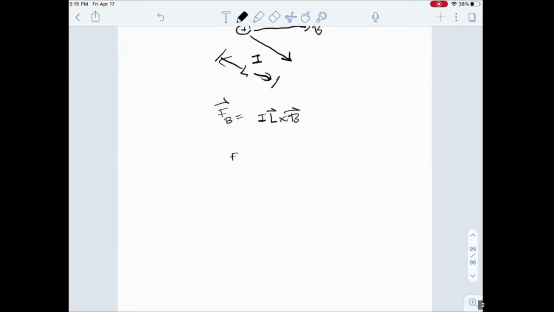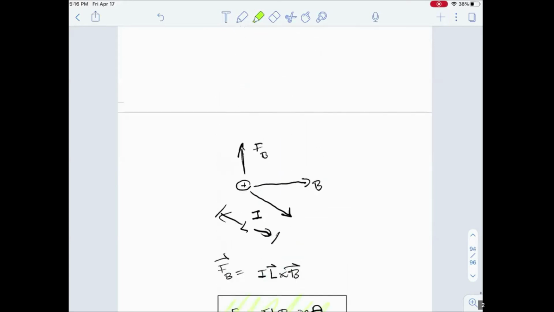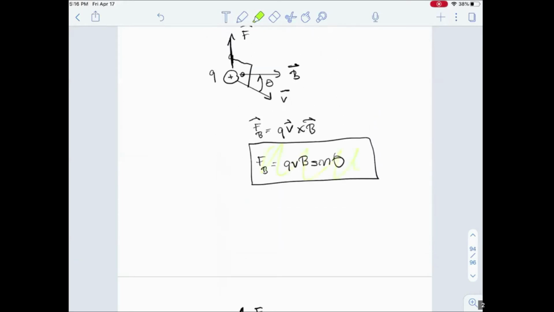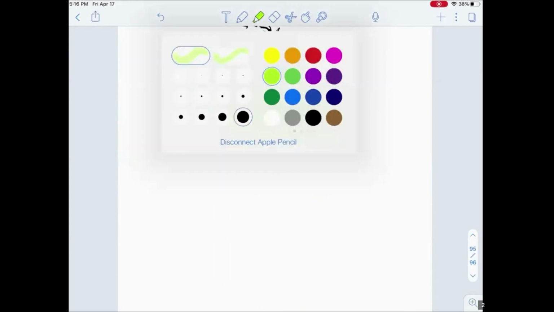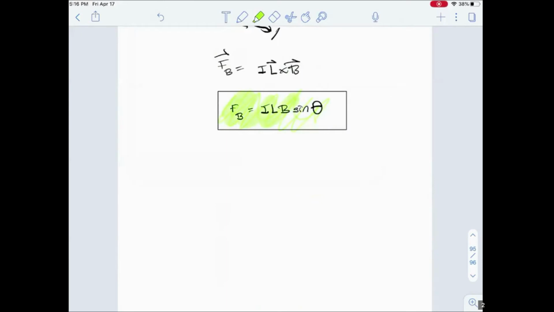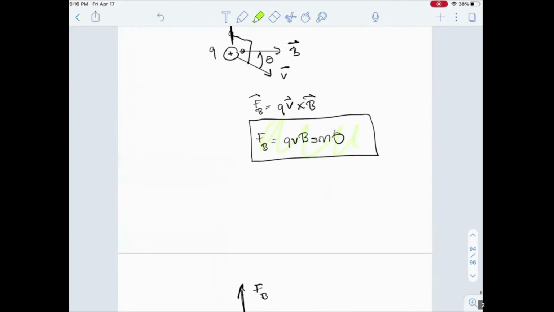Wait, but this is for a positive charge, right? Okay, hold that thought. All right, so it's going to be ILB times the sine of the angle in between. All right, so it's the same. This is the right-hand rule number 1, and this is the application of the right-hand rule number 1 for our current. Okay, so both of them are the same thing.